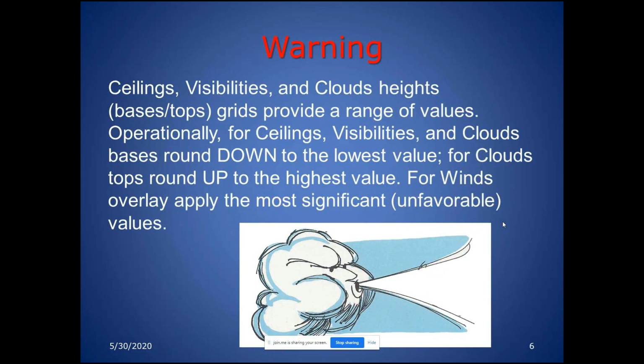Ceilings, visibilities, and cloud heights, bases, and top grids provide a range of values. Operationally, for ceilings, visibilities, and cloud bases, we need to round down to the lowest value. For cloud tops, round up to the highest value. For winds overlay, apply the most significant unfavorable values. In other words, we're going to the worst case scenario because we don't know exactly where within the parameters they fall.